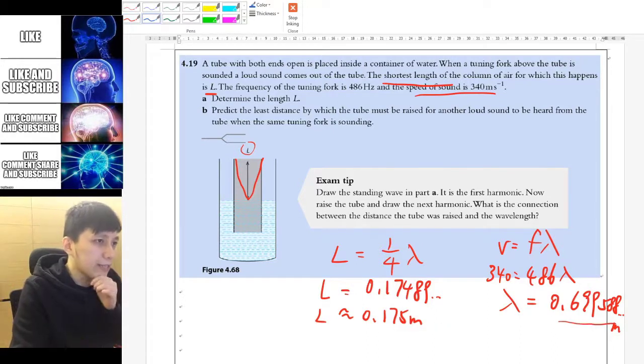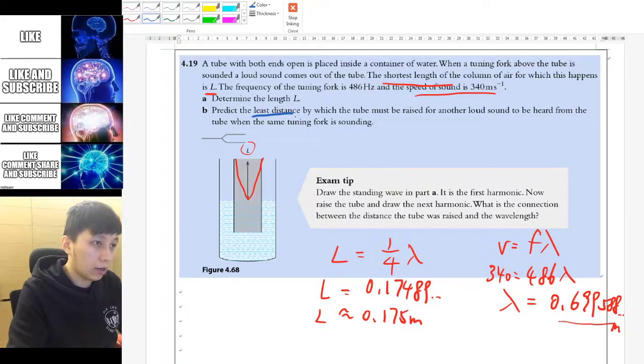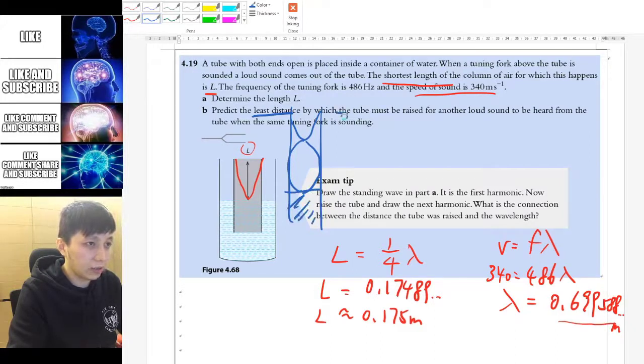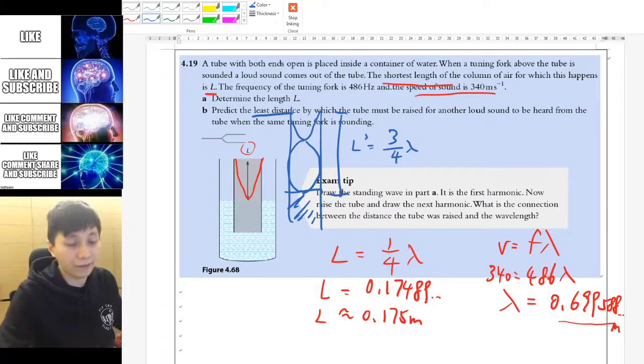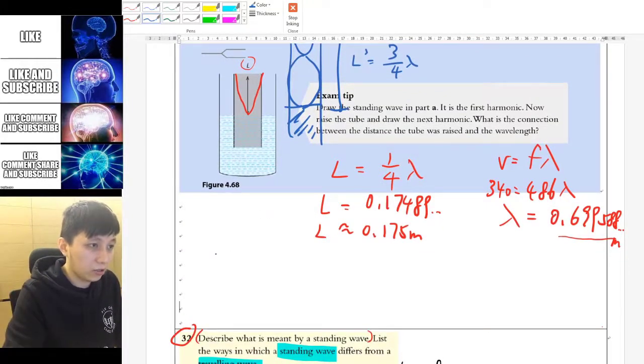Part B asks you the least distance by which the tube must be raised in order to have another loud sound. Again, that's simply the next harmonic. If you can recall the diagram, or just draw it by yourself again, the next one is going to look something like this, where a total of 3 over 4 lambda will be the new length. So you can calculate the new length as 3 over 4 lambda.